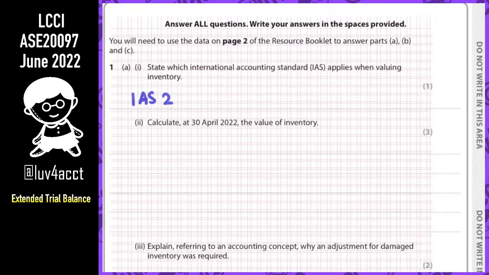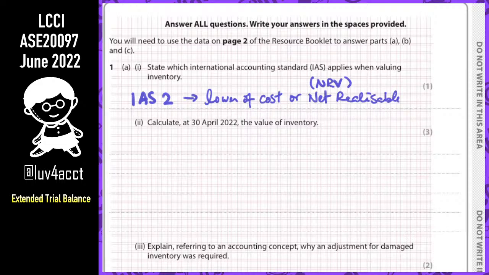Before we go on to the next part, the calculation part, sometimes you're asked to explain what IAS2 requires you to do with inventory. Then we have this: lower of cost or net realizable value, NRV. If we know this, then it is simple.